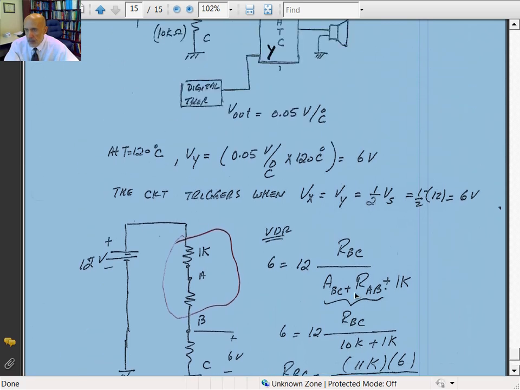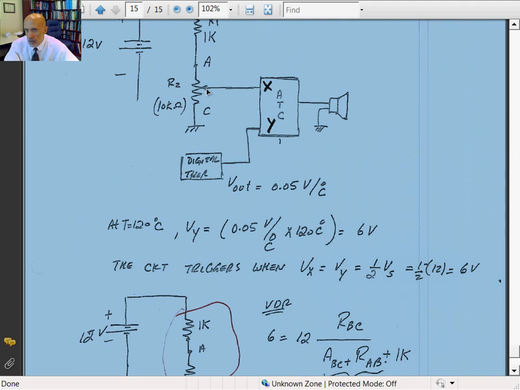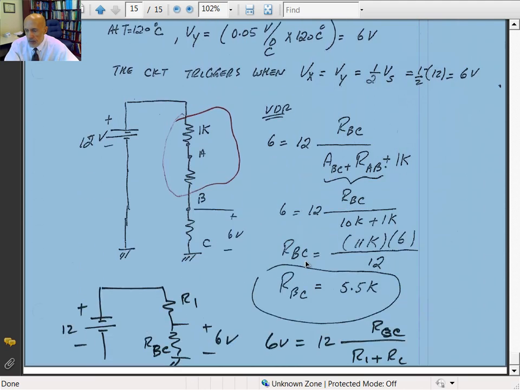So all you have to do is set the potentiometer here at 5.5K, and then the alarm will go off. You calibrate the alarm to go off at 120 degrees Celsius. And you can draw it the same way: this is 12 volts, R1, then R of BC, where R1 is equal to 1K plus R of AB. It's just a simple voltage divider. You can set it up.